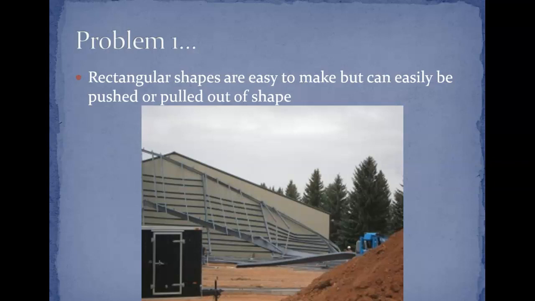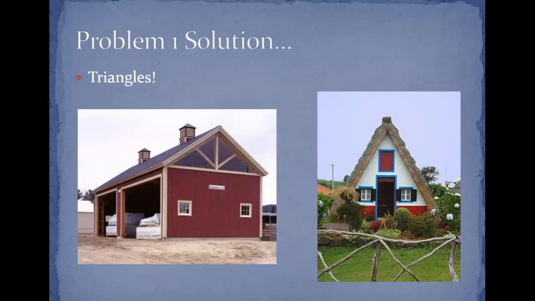Rectangular shapes can easily be pushed and pulled out of shape, usually with a shear force or a torsion force acting not upon it, but within it. A shear or torsion force acting within it can cause most rectangular things to be pulled out of shape. Triangles don't have quite this same problem.